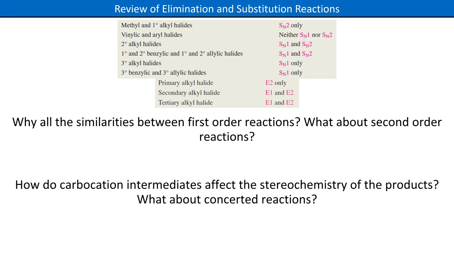If it's tertiary, you're only looking at the first order reactions. As the difference, if it's a tertiary alkyl halide, you can still get the elimination, you can still get E2, because you just need to have access to an adjacent carbon, to the alpha carbon.